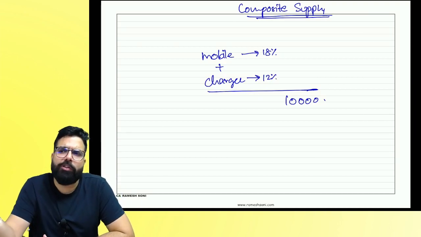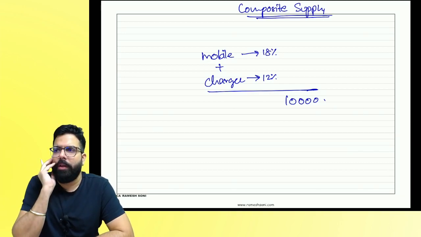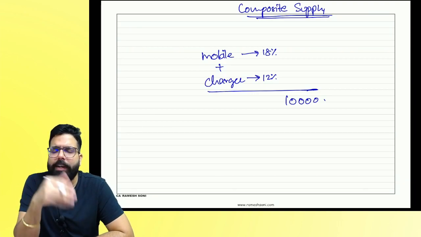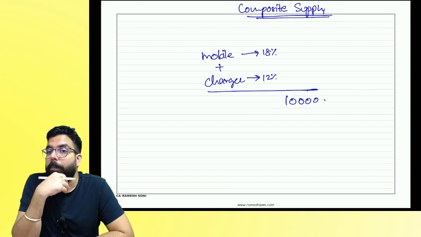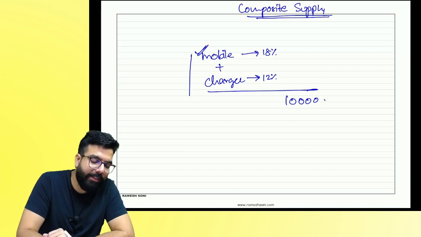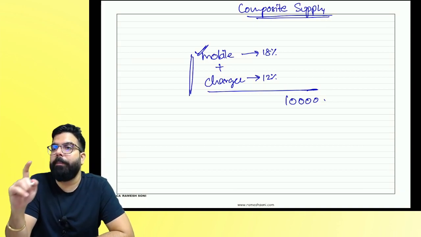Can you tell me, when the shopkeeper sold you the mobile phone and charged you 10,000 rupees, he will charge GST at the rate of what? 18 or 12? 18%. Why? Because the main supply is mobile. This is an example of composite supply. Let's first understand what we mean by composite supply.